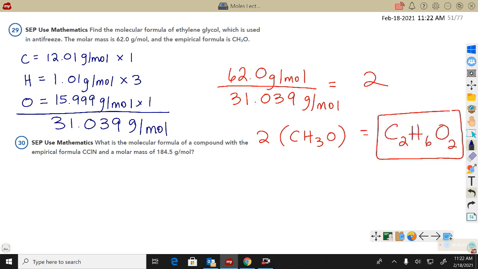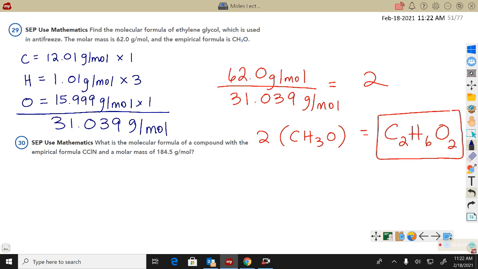These calculations are great because once you know how to solve them, all I can do is just give you different numbers or different elements, but it's the same process. So for example, watch how fast this could be. What is the molecular formula of a compound with an empirical formula of CClN? A 1-to-1 ratio between carbon, chlorine, and nitrogen.